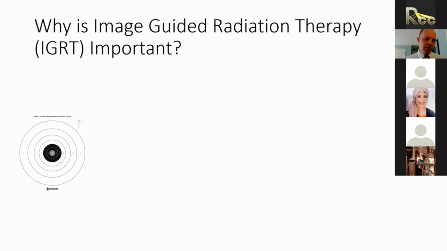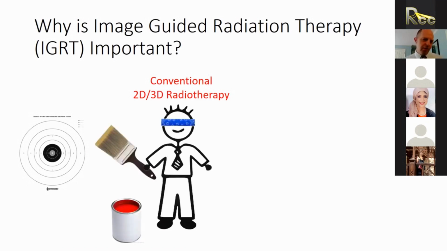Let's say we're trying to paint into this target here. If we have an analogy to what 2D, 3D conventional radiotherapy without image guidance would be, it would be like we're trying to paint this, but we have a fairly large brush. It's a good tool, but maybe not the most delicate or finely accurate tool for painting the target. We can paint this target here. We also don't have a very good view of exactly what we're painting, but because our tool is pretty big, it's going to be pretty easy to hit that target.